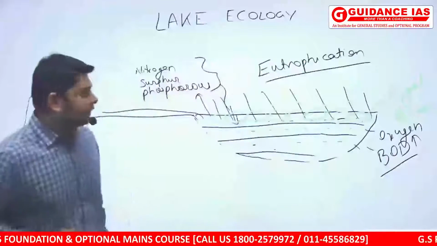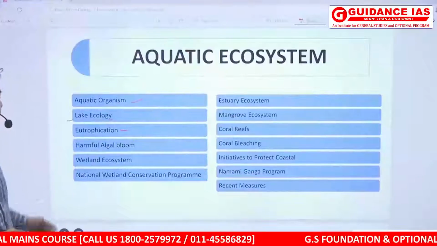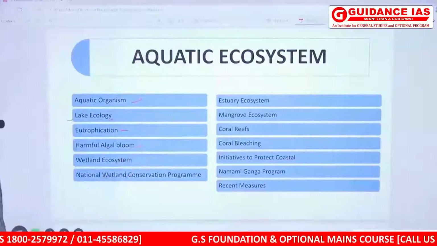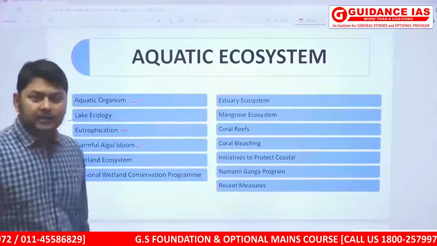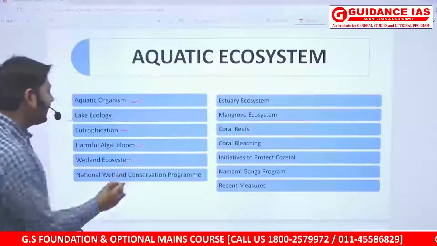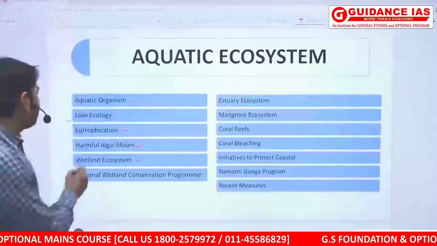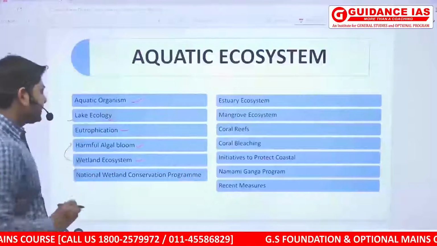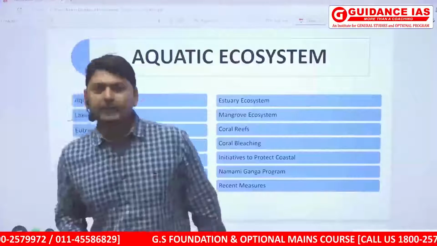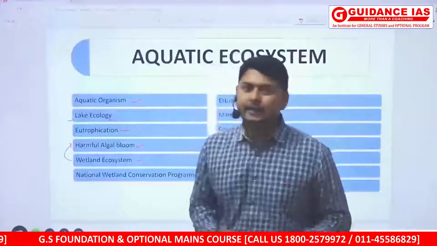Okay, this is the phenomenon of eutrophication. Next we will see, we have seen here that harmful algal blooms occur. What are its effects on the lake? In the same way, there is the wetland ecosystem also. The wetland ecosystem is an example of the lakes which are getting degraded because of the activity of human beings or other aspects. Those wetlands are getting degraded.